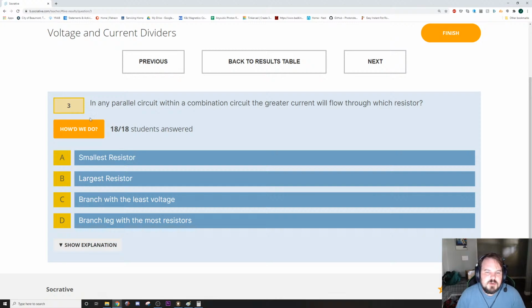In any parallel circuit within a combination circuit, the greater current will flow through which resistor? So, in this one, think about lanes at the grocery store. The lane with the lowest resistance is going to get the most people through it. So you'll have more current through the smallest resistor.